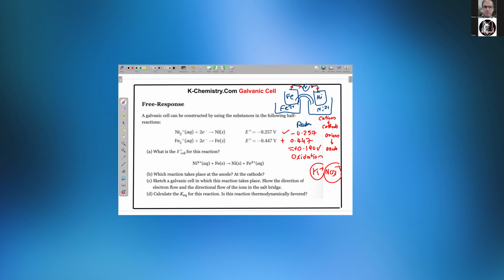Okay, calculate the K for this reaction. Is this reaction thermodynamically favored or not? So again, we'll say that delta G is equal to minus nFE. And again, delta G is equal to minus RT ln K. And then I can equate them again to find the K the same way that I found it. Can you try to find it? This will be our last question for today. Try to find the K.